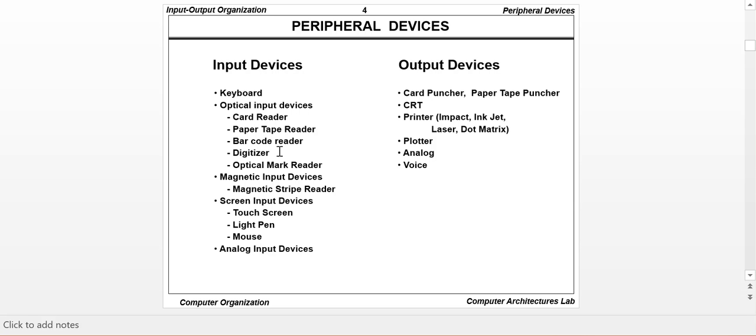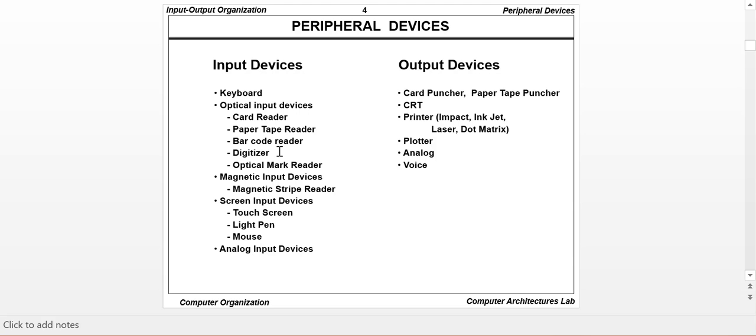Apart from this, you have the analog input devices also. Analog input devices, like, let's say you have the ECG. Whenever a person is sick and an ECG is taken, that is an external analog device. When the ECG machine is connected to a computer system, the input from the ECG machine is directed towards the computer.